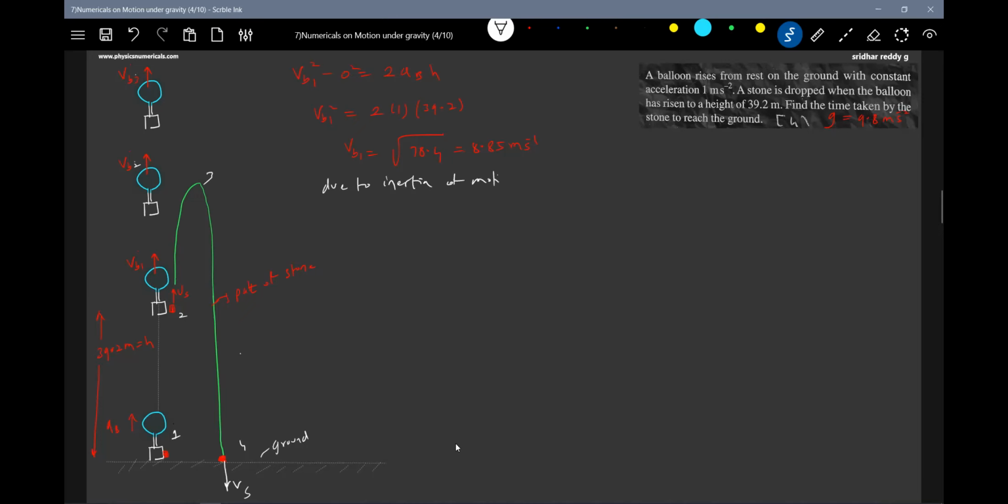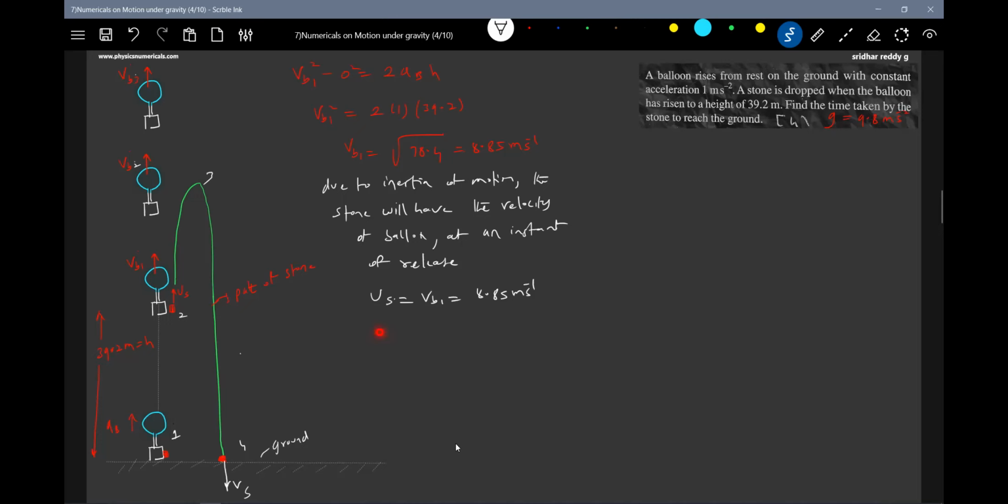Due to inertia of motion, the stone will have the velocity of the balloon at the instant of release. Not every time, at an instant of release. Therefore, the initial velocity of the stone should be VB1, which is equal to 8.85 meter per second. And we know also H.